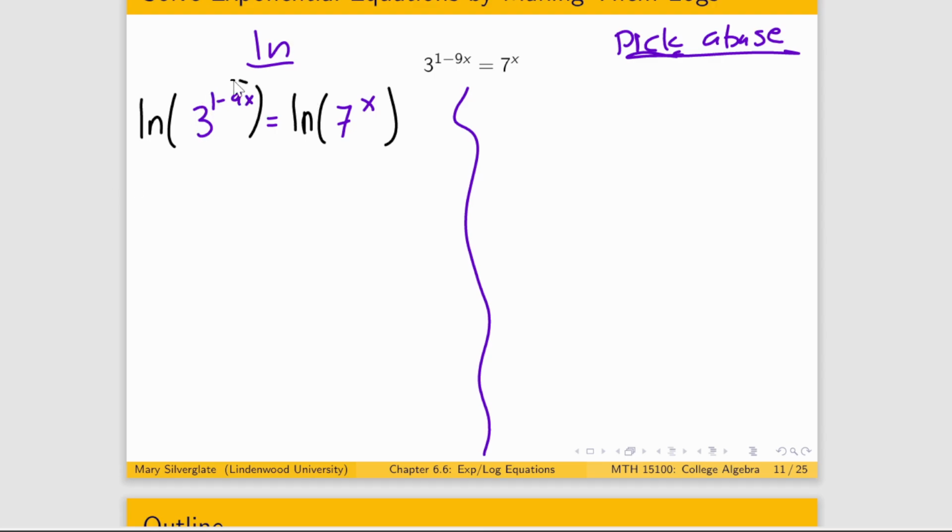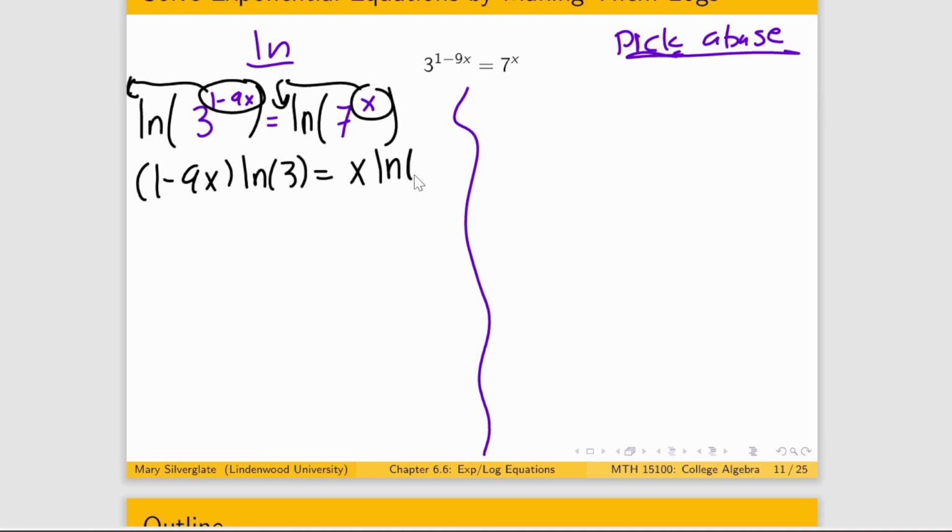Then we want to use the power rule. I shouldn't say you're out of luck. There are other methods you could do. You'd be out of luck for this class. Anyway, use the power rule. Move these out front. We have 1 minus 9x times the natural log of 3 is equal to x times the natural log of 7.